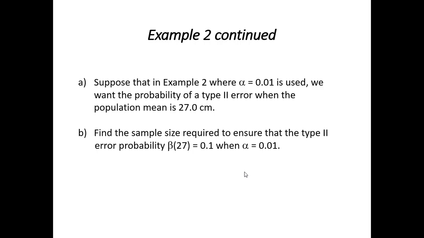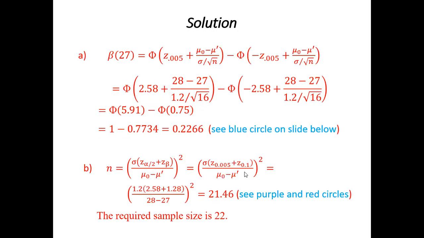So, continuing example 2, recall that alpha was equal to 0.01. Suppose we want the probability of a type 2 error when the population mean is 27.0. So that's our mu prime. Okay, so we'll come back to part B in a couple of seconds. Let's take a look at the solution to A.